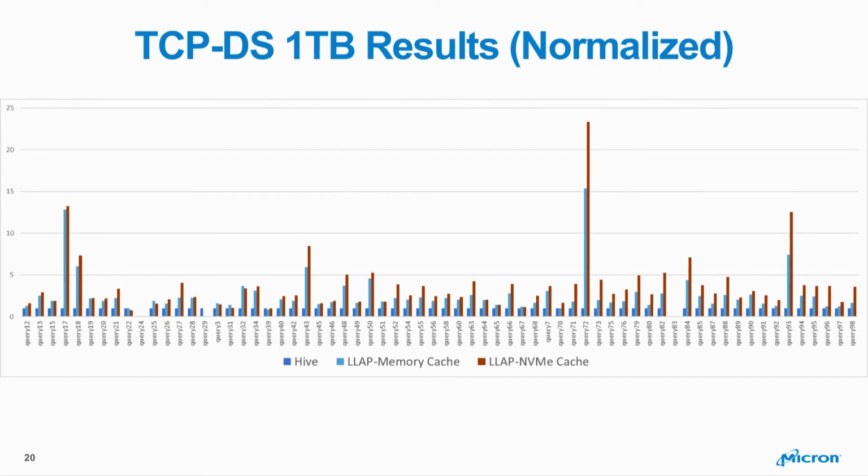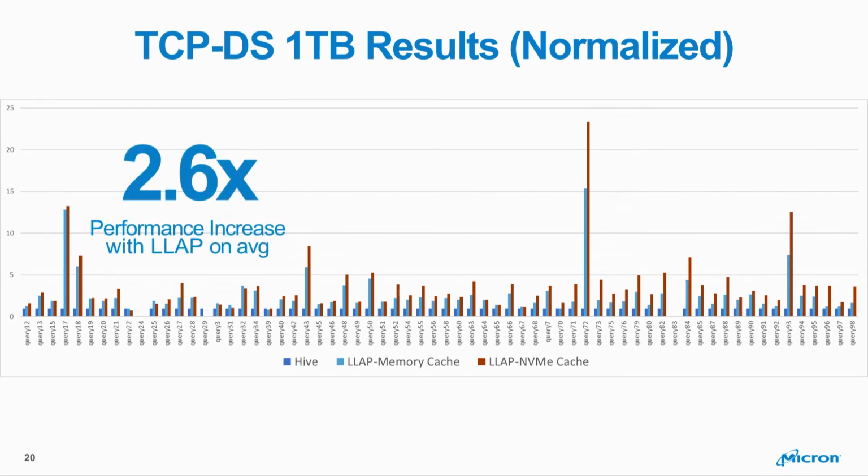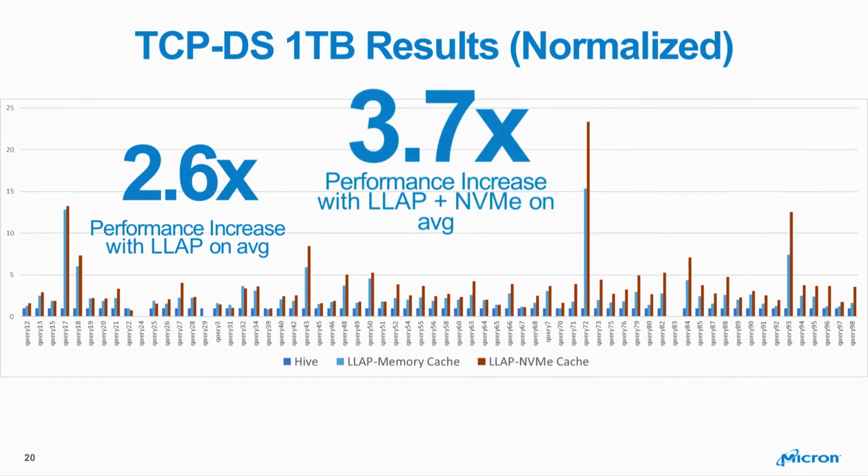So here are our results. We ran the TPC-DS 1 terabyte benchmark, and we normalized it so a straight run on Hive is a value of 1, and everything else is relative to that. Pretty much across the board, we've seen that LLAP was faster than Hive in all cases, and that running it on an NVMe cache was faster than running it in memory. The performance for LLAP was on average 2.6 times that of Hive. And when we moved to the larger cache in NVMe, it jumped to 3.7x the performance that we were able to get with Hive.